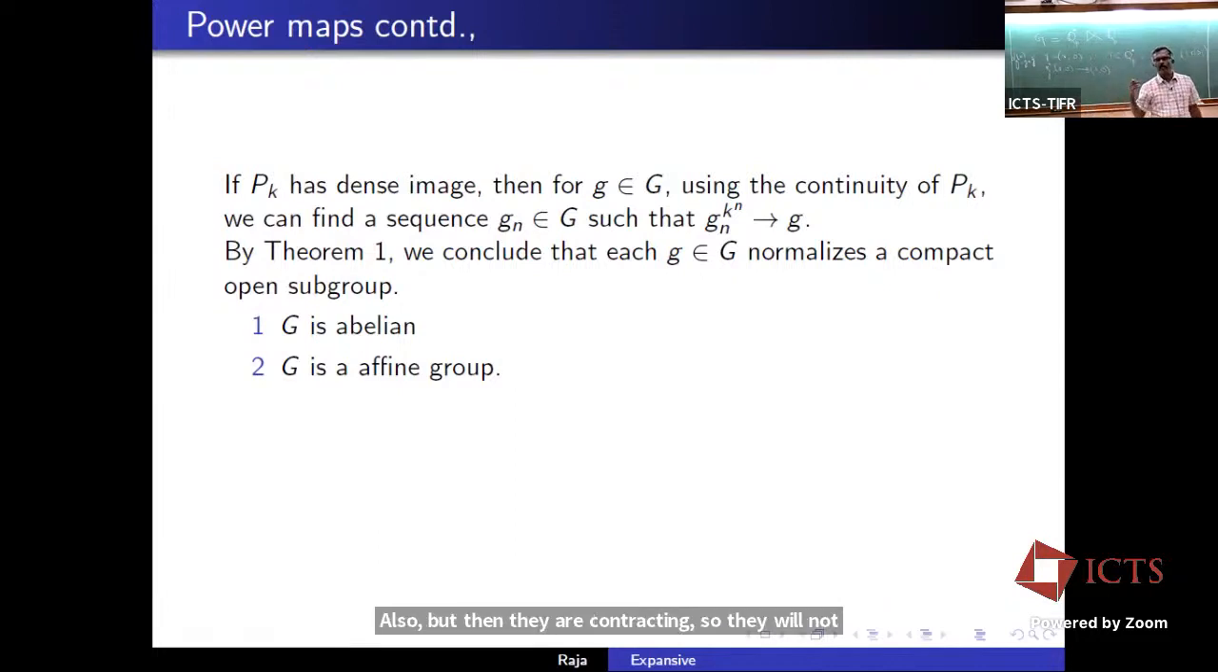So our immediate conclusion in the affine group case is that you can't have any power map with a dense image unless K is 1.